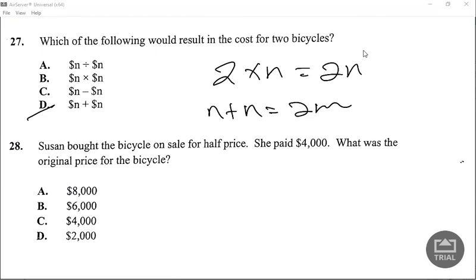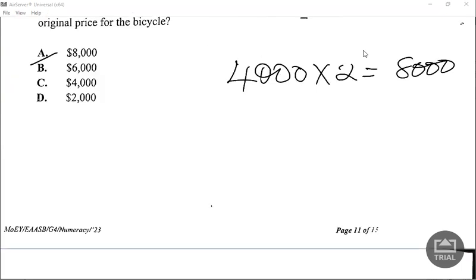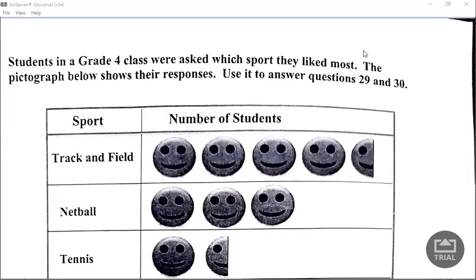Let's move on to 28. Susan bought the bicycle on sale for half price. She paid $4,000. What was the original price of the bicycle? So if you paid 4,000 and that is half of the original cost, then you can times it by 2 to get the original cost. So the original cost would have been $8,000.